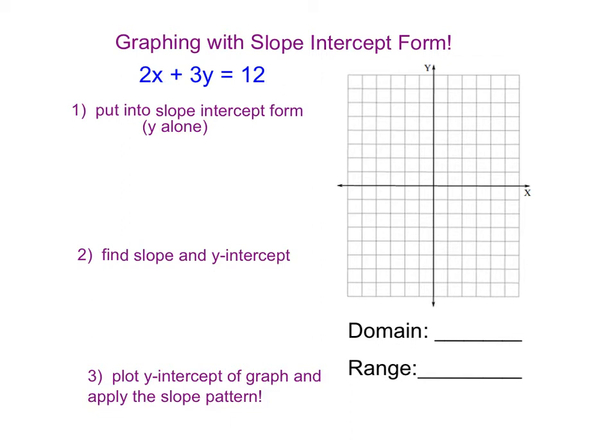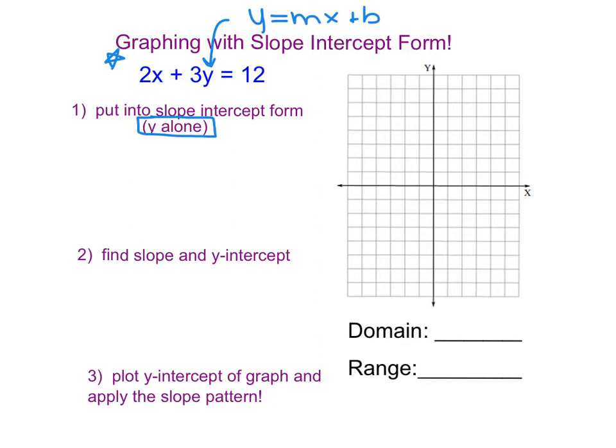So our first step when we utilize slope-intercept form is we need to remember that slope-intercept form is y equals mx plus b. So what we need to always do first is we always need to rewrite our equation so that the y value is alone and that it's actually in slope-intercept form. So here in this example, we have 2x plus 3y is equal to 12. And we want to rewrite this equation so that y is by itself.